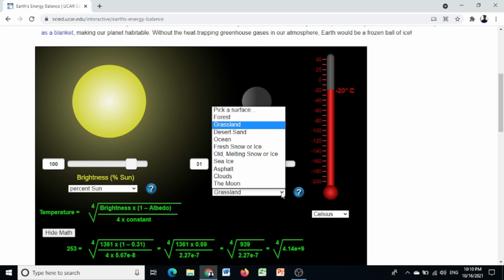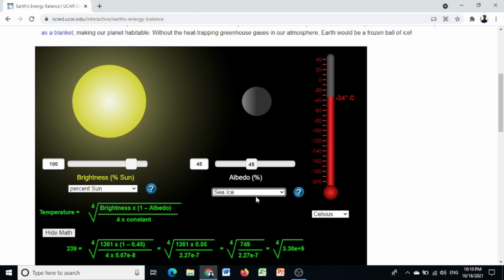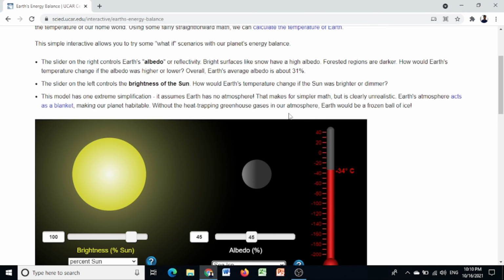Let us choose sea ice. Its albedo is higher, reflectivity is higher, 45%. Then the temperature is 239 Kelvin, that is minus 34 degrees centigrade. That is, temperature of the surface of the Earth is minus 34 degrees centigrade. That is, Earth would be a frozen ball of ice if there is no atmosphere.